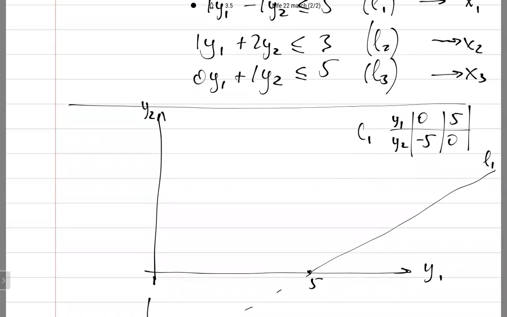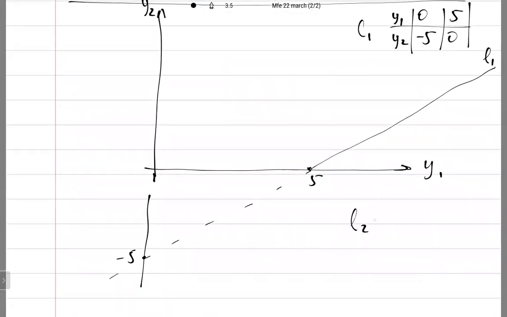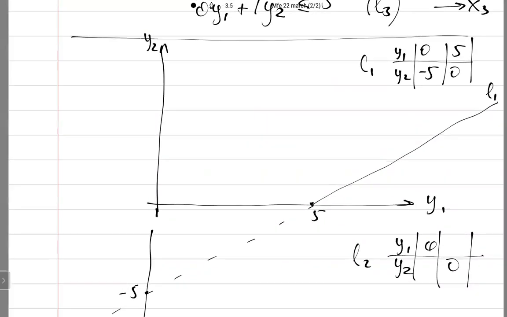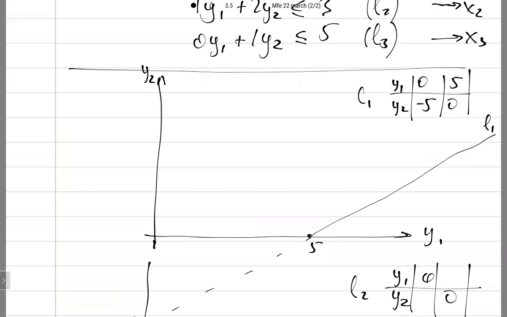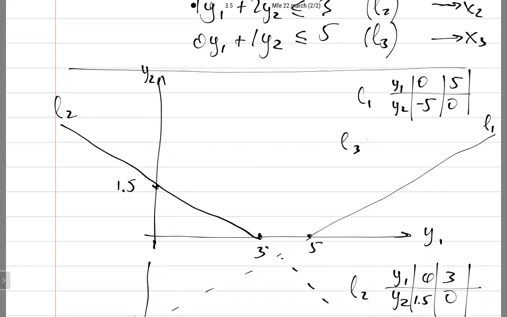Then I go on with line 2. For y1 and y2, I have 0, 0, and it will be 1.5 and 3. That's 3, that's 1.5. I have line 2. And then I have line 3. Line 3 is a horizontal line. That's line 3.